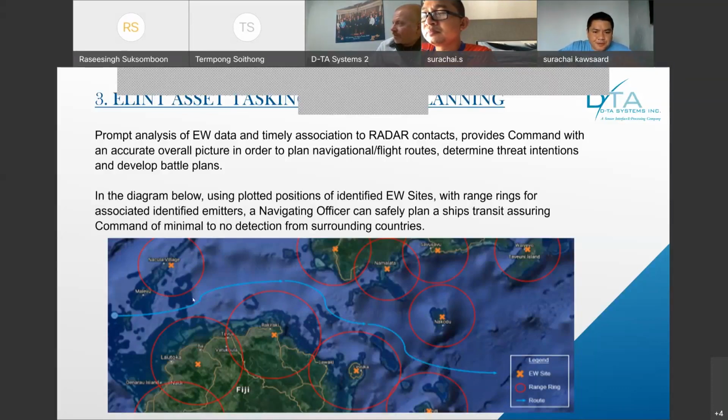And from doing this, basically the navigational officer can safely plan a route where we can go right through and should relatively be undetected from going through.